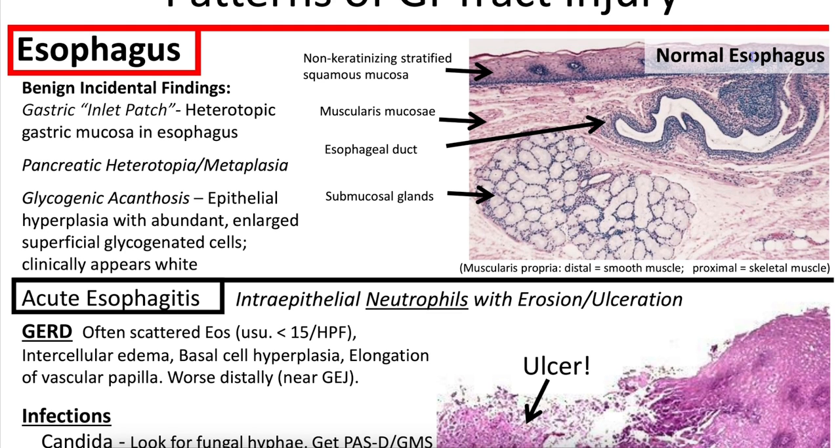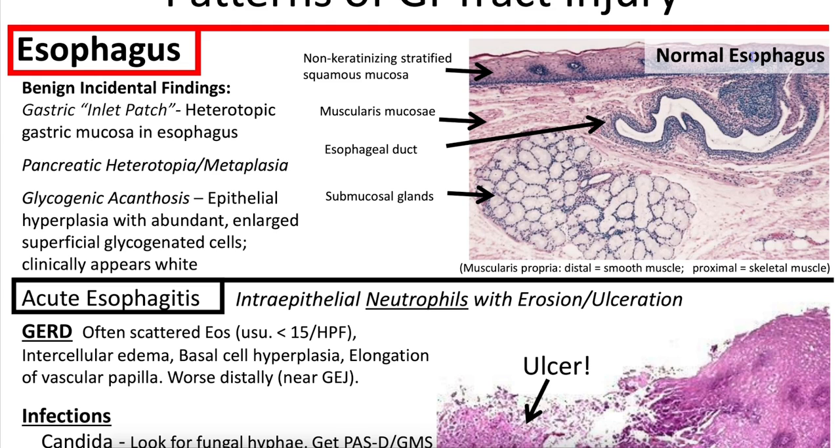Benign incidental findings include your gastric inlet patch, which is heterotopic gastric mucosa in the esophagus, pancreatic heterotopia or metaplasia, and glycogenic acanthosis, which is epithelial hyperplasia with abundant and large superficial glycogenated cells, clinically appears white.